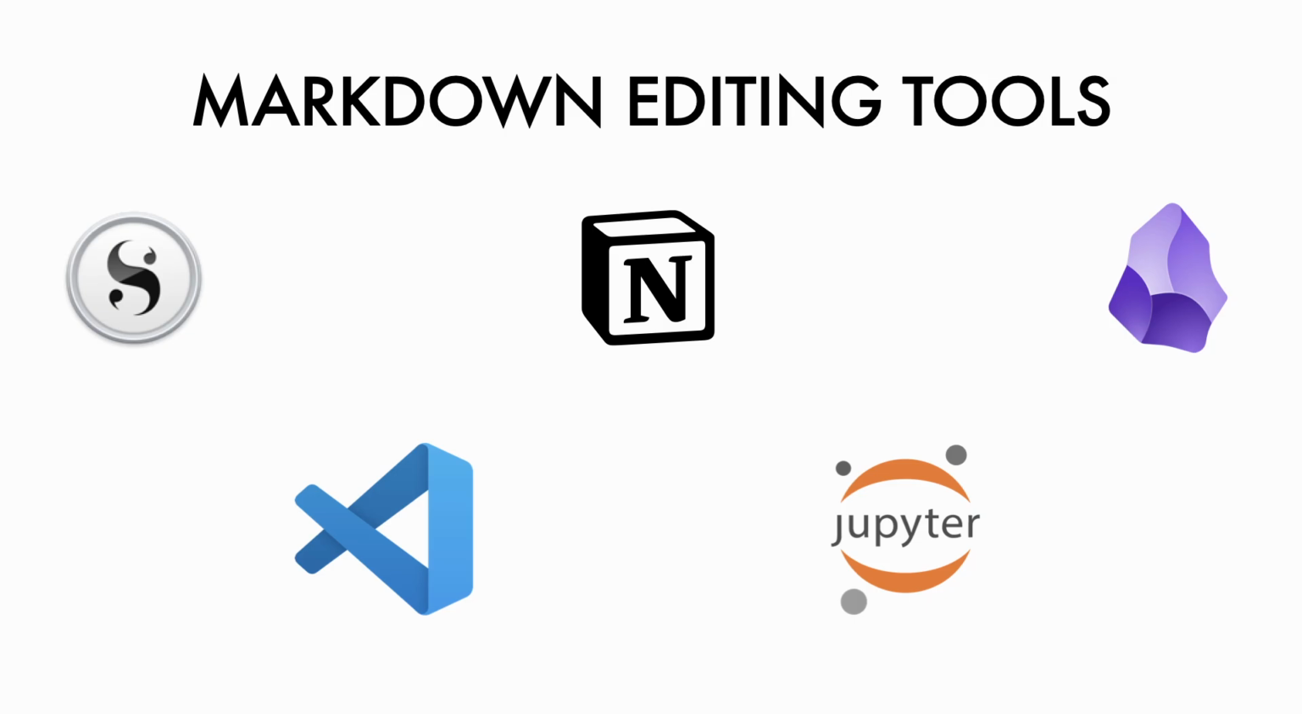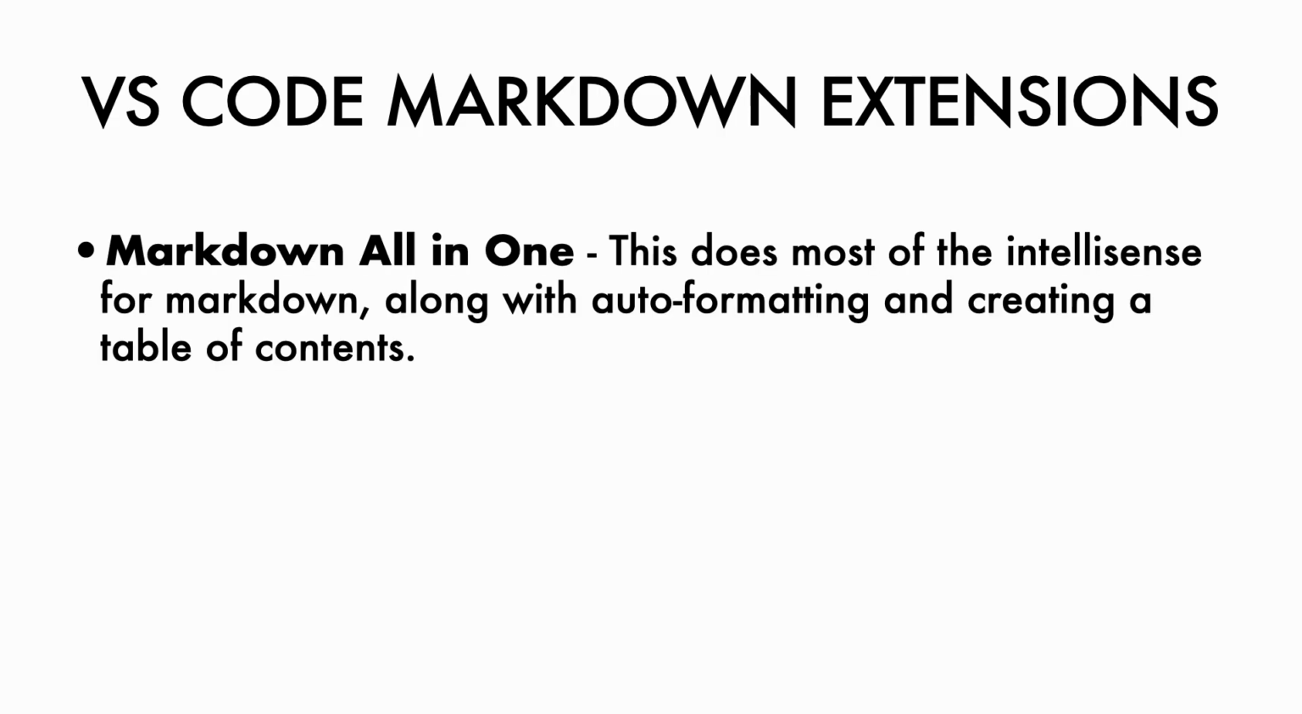For this video, I'll be using VS Code. Now, VS Code for Markdown is pretty basic when you first install it, so some extensions will make working with Markdown files much easier. The extensions I have installed include Markdown All-in-One. This does most of the IntelliSense for Markdown, along with auto formatting and creating a table of contents. It does more stuff, but this is what I mainly use it for.